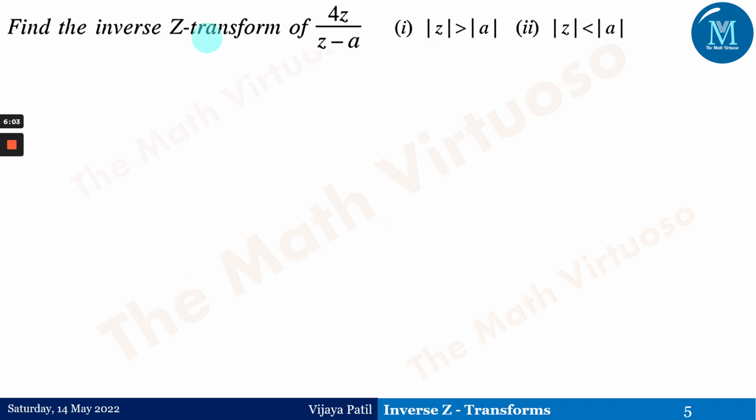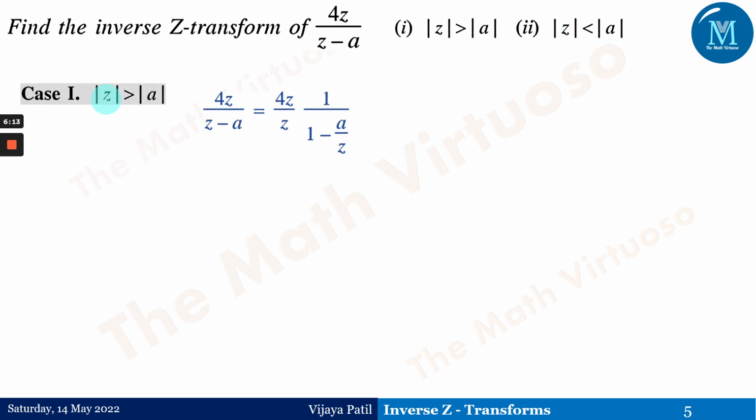Moving ahead with the next question, find the inverse Z transform of 4z upon z minus a for two regions, one greater than and the other less than. If you observe, this is mod of z is greater than a, that means this 4z upon z minus a, as we have done in the last case as well, we have to do the same here.